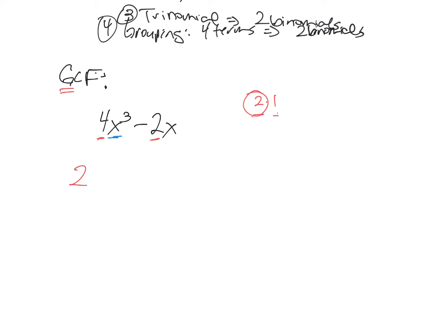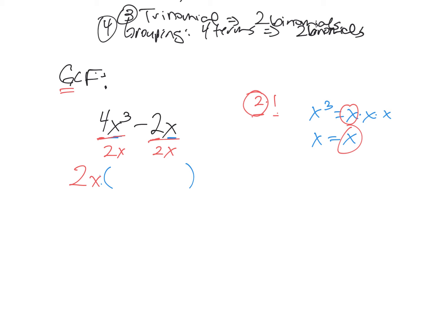Then they both share an x. This is x to the power of 3 is the same thing as x times x times x. We've learned that before. And then x is just x, right? So what do they share? Well, they share just one x. So we're going to take that out. All right. So my greatest common factor, I'm going to erase that and make that red, is 2x. That's the largest number and the biggest variable that I could take out from both evenly, right?